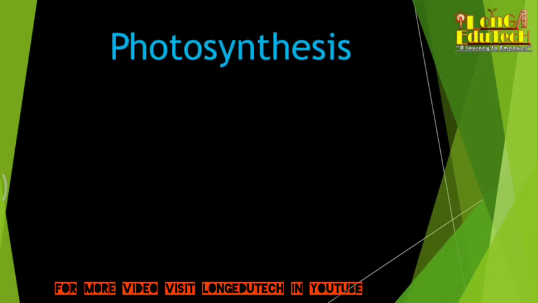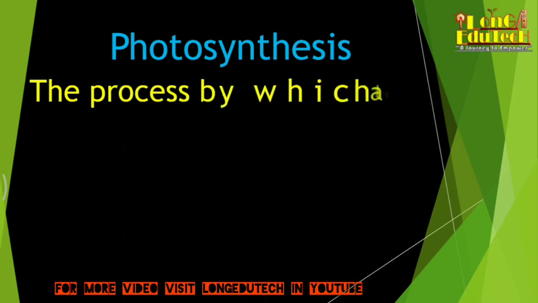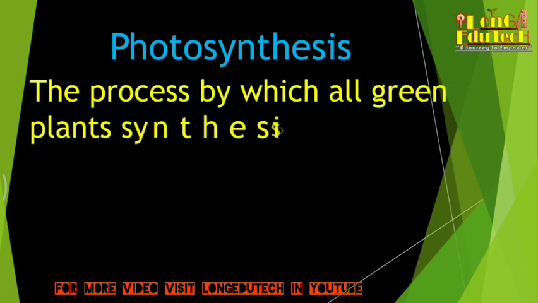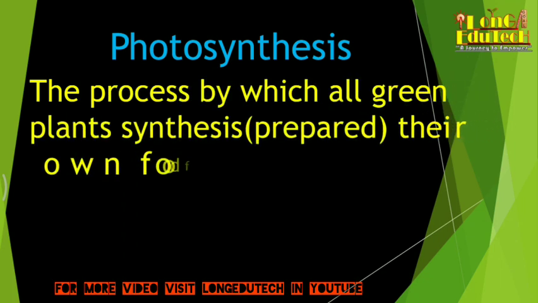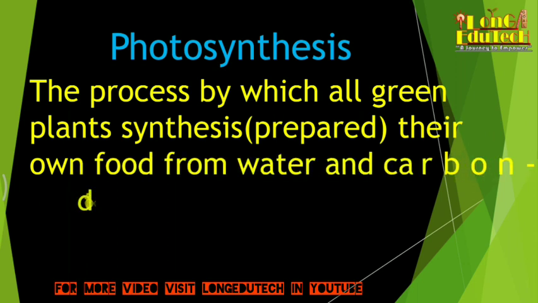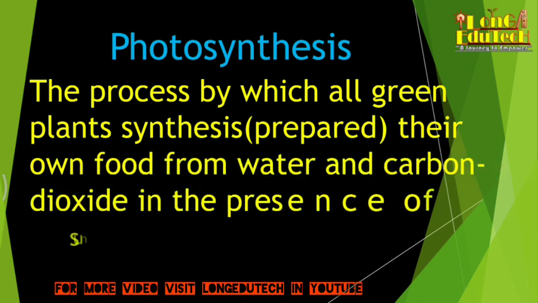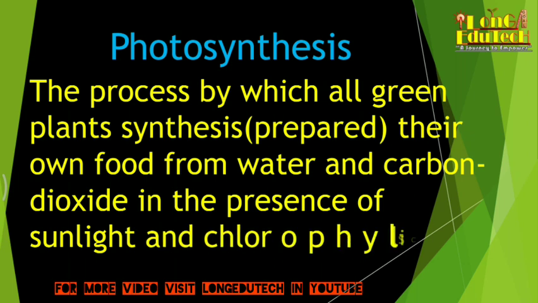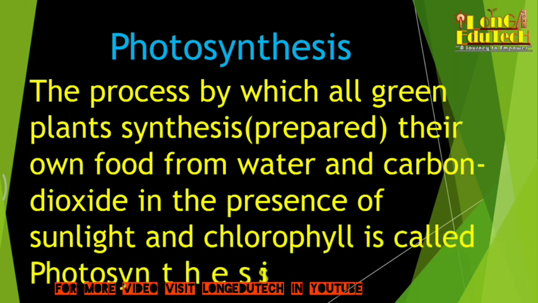Okay, so photosynthesis now. The process by which all the green plants synthesize, that means prepare their own food from the water and carbon dioxide in the presence of the sunlight and the chlorophyll, is called photosynthesis. So the green plants synthesize their food from simple substances.